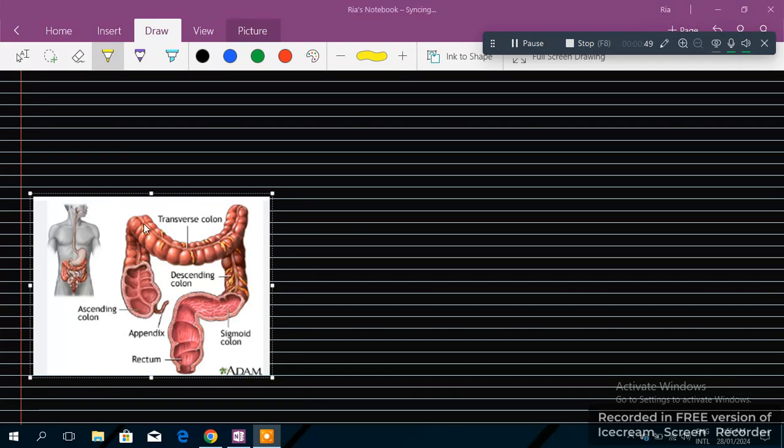Then the colon is further divided into three parts: the first part is the ascending colon, second is the transverse colon, third is the descending colon, and here you will see another part which is the sigmoid colon.